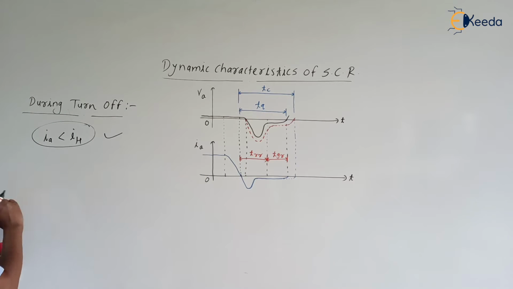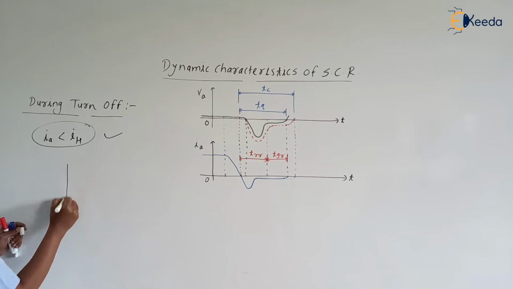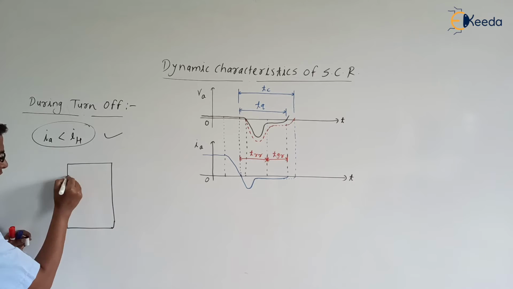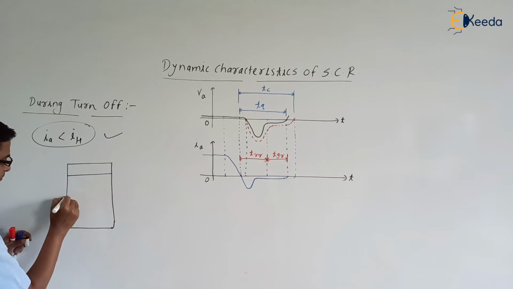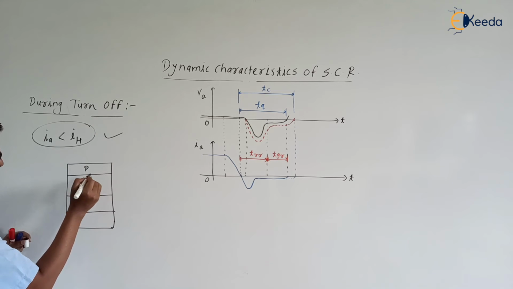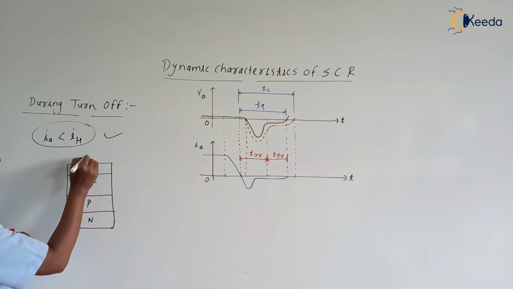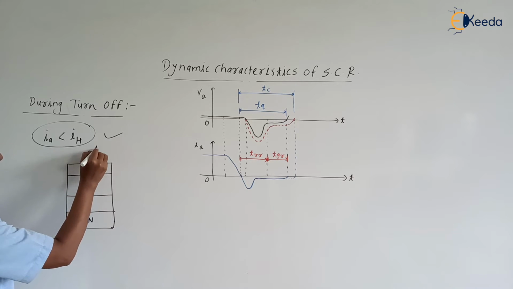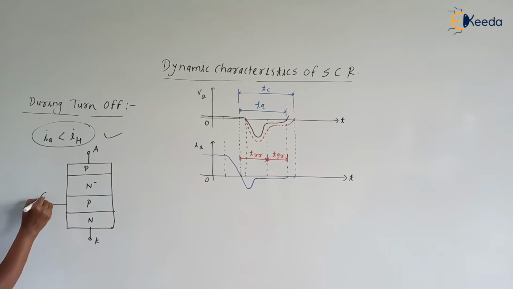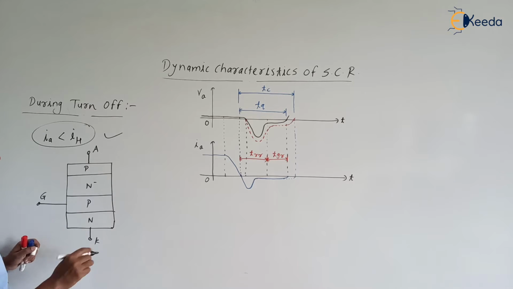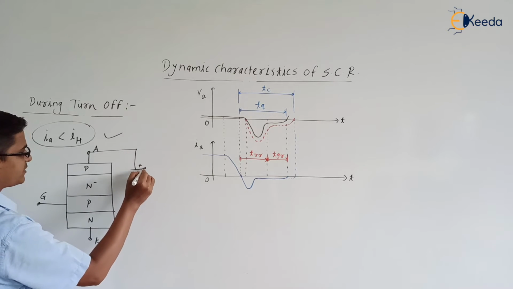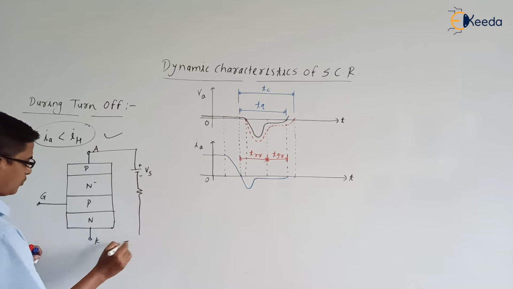As we know, the SCR is a PN device. It is a 4-layer, 3-junction device: P, N minus, P and N. It has an anode, a cathode, and here a gate terminal. Next, when the SCR is in the on state, we have connected the external supply Vs and here a load.